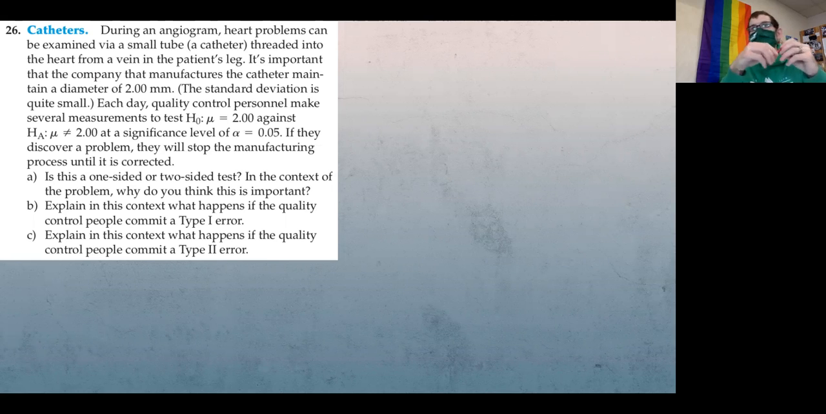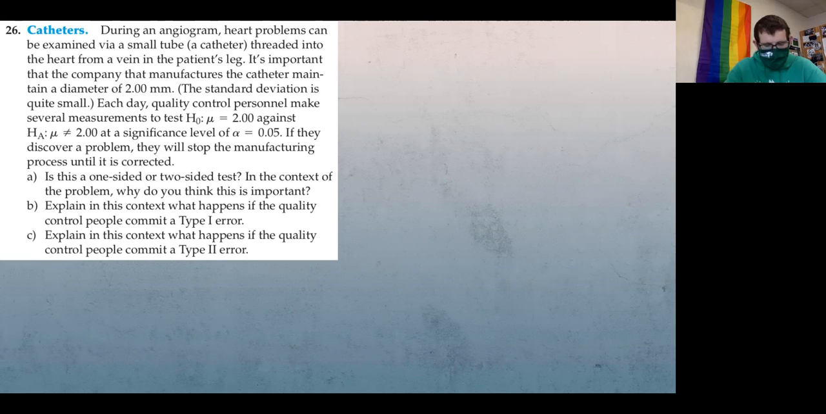Two. Why is it two-sided? Yeah, we're saying it's just not equal to. Okay, and in the context of this problem, why do you think that it's important to do it this way? Because if the catheter is too big or small, it can mess up the angiogram. Yeah, okay, there you go. So this angiogram depends on having it at 2 millimeters. So too small or too big can throw it off in different ways.